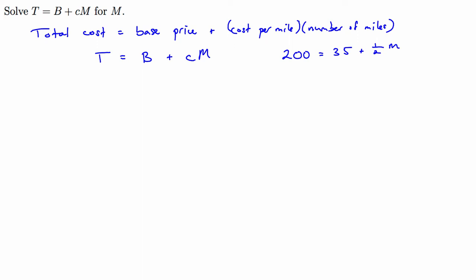Because we will not always want this equation to be solved for T giving us the total cost, but we might want to, in this case, turn it around and ask how many miles can we drive, we want to be able to solve these equations for one of the variables in the formula. We're going to go through and solve both the formula T equals B plus C times M and the equation 200 equals 35 plus 1/2 M at the same time.